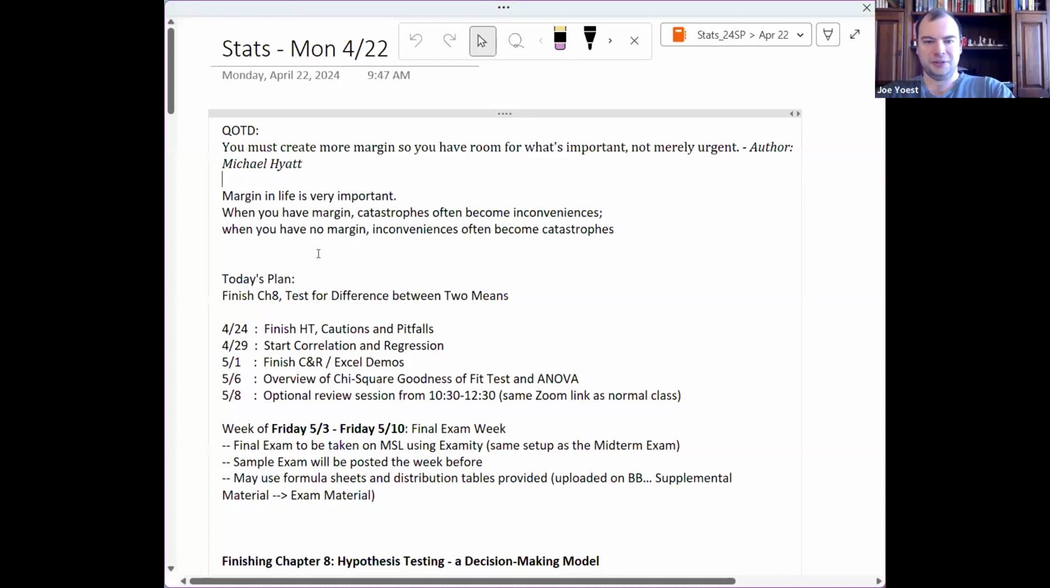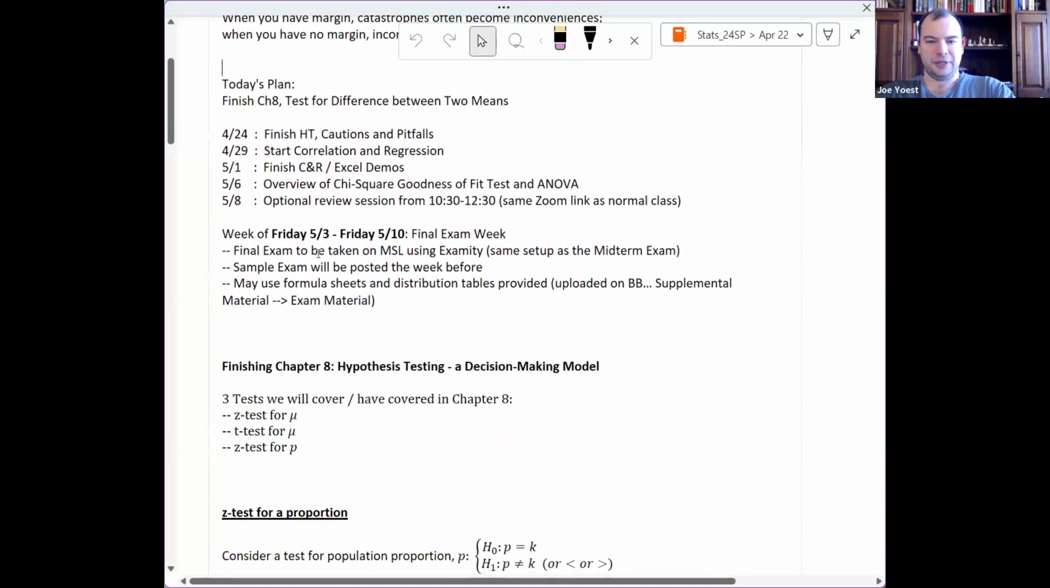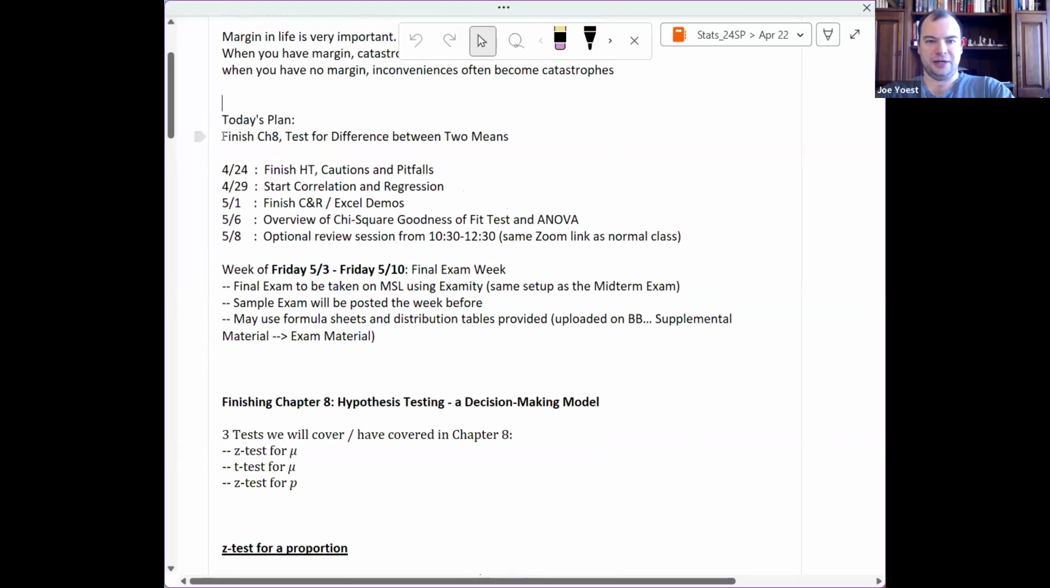Okay, so the plan for today is to finish up chapter 8 and then talk about testing for the difference between two means. Yes, so the question in chat, yeah, 5, 6.